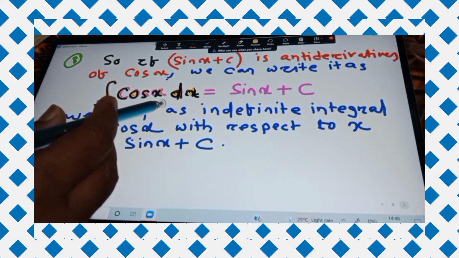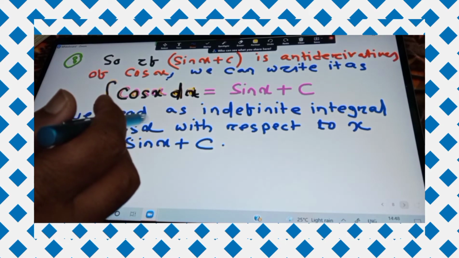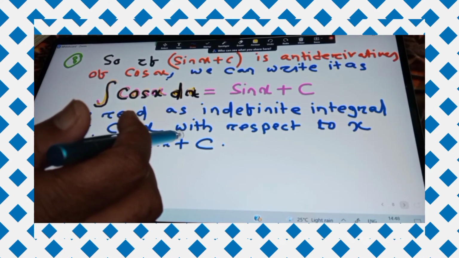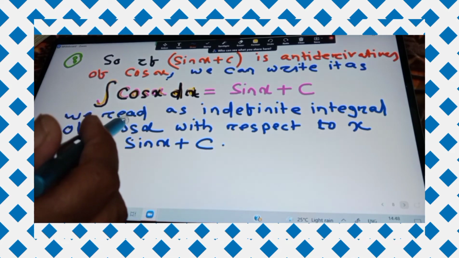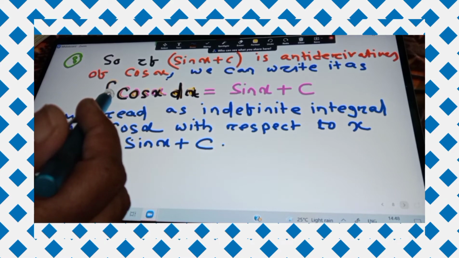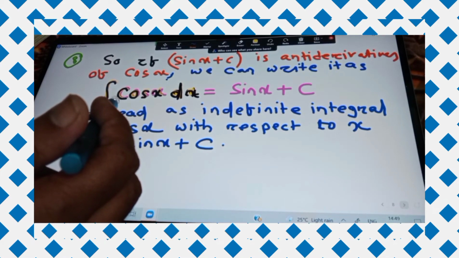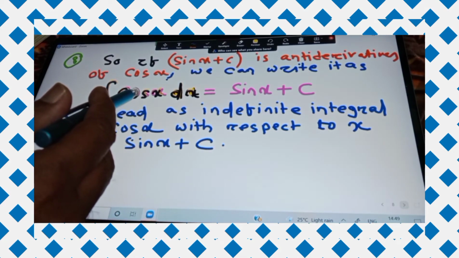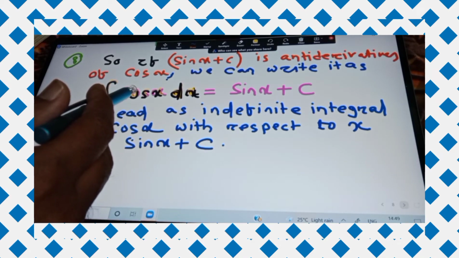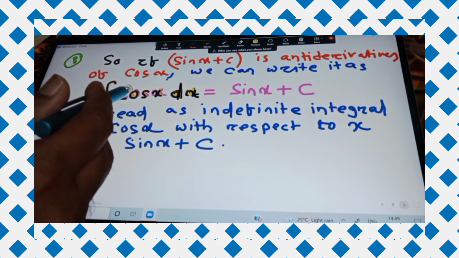And how can we read this? The indefinite integral of cos x with respect to x is sin x plus c. Why is it called indefinite integral? Because of the constant of integration, because a function has infinite number of antiderivatives. Yes or no? Cos x is not the derivative of only sin x. Cos x is the derivative of sin x plus 1, of sin x plus 2, and of sin x plus 3.